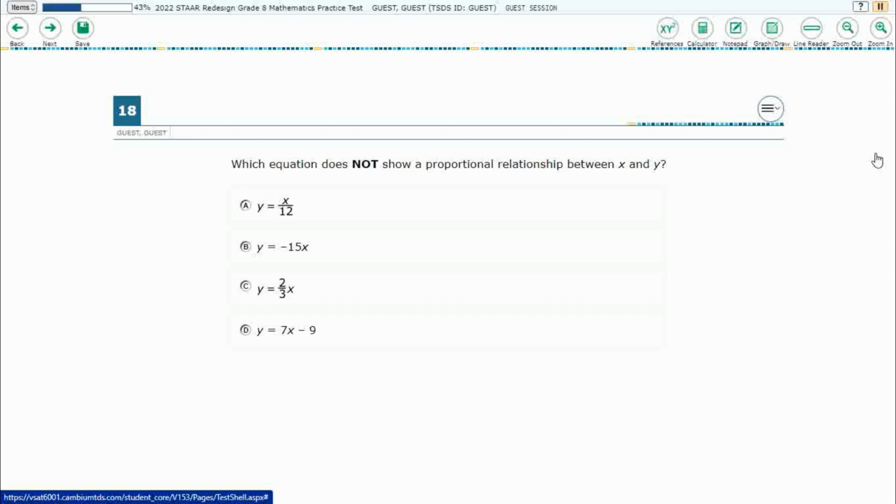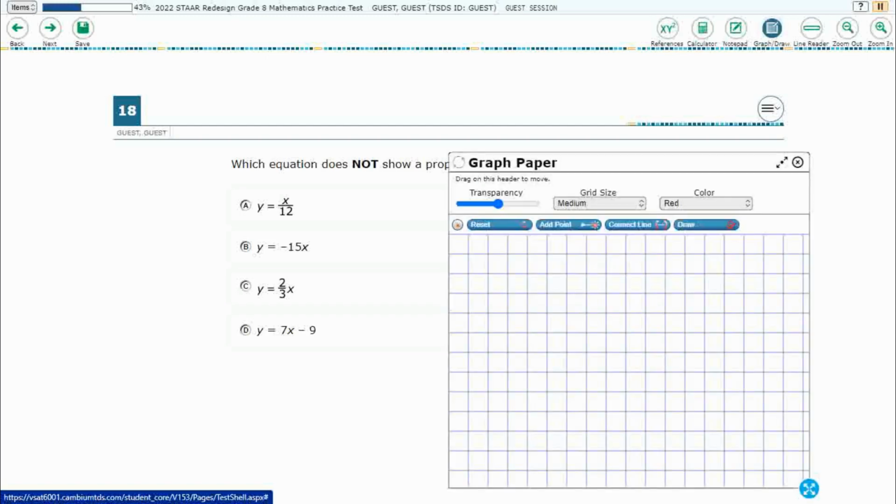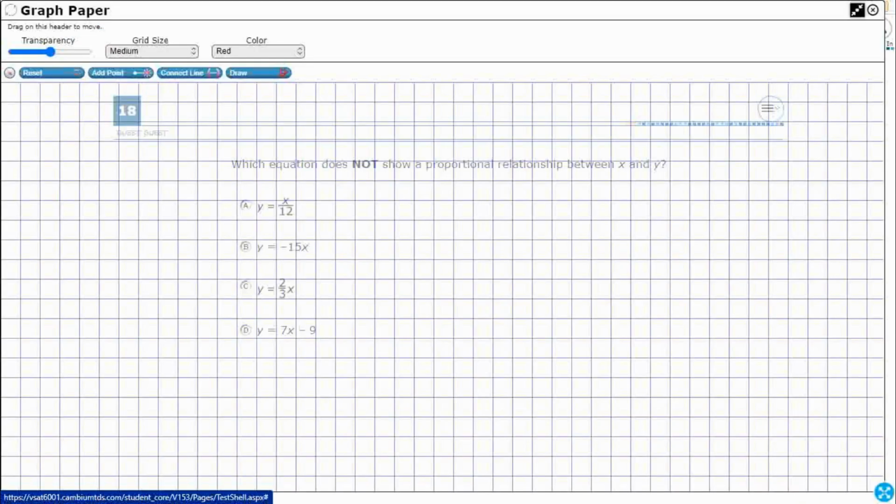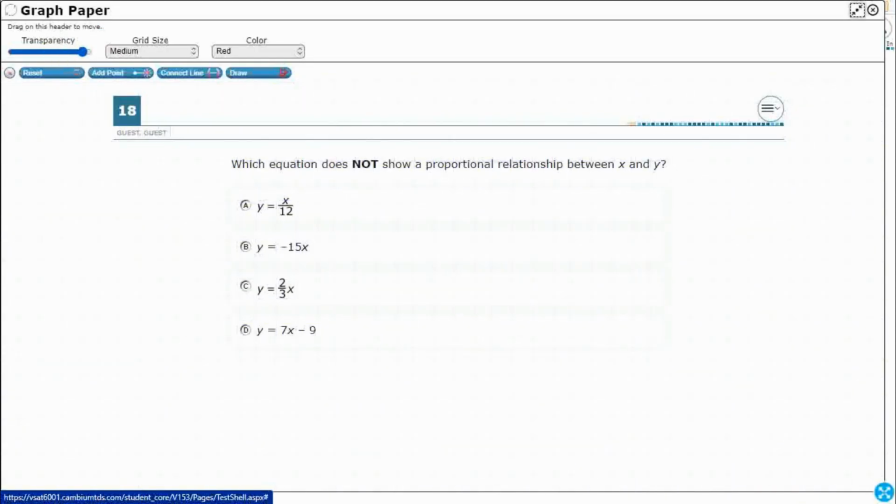So we just need to find the one equation that does not show a proportional relationship between x and y, and we don't even have any graphs. If we want to, we can go ahead and graph these, and we will find one that looks different. But if you know what you're looking for, this is a simple problem, and you've probably already answered it and moved on. So let me show you how you can figure it out by graphing.